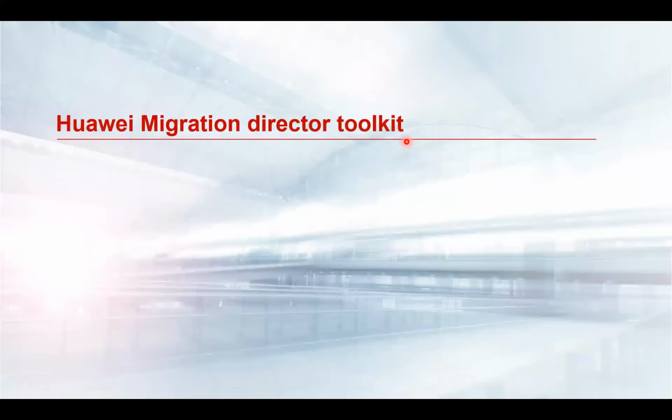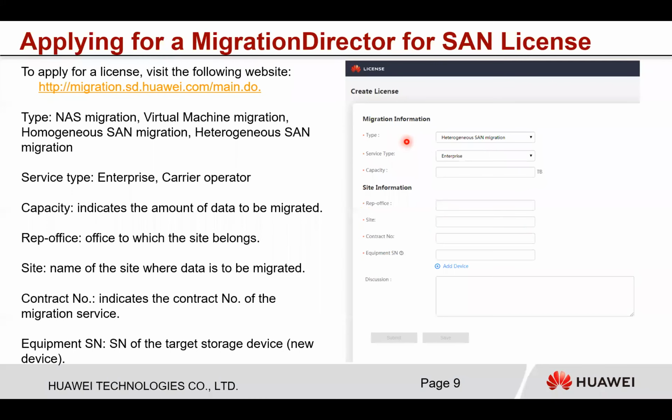Okay, now from an operations point of view, how do the operations work on the Migration Director toolkit? First thing is we need to apply the Migration Director license for how much data we want to migrate with this toolkit. This license also needs to be applied on the support website itself, or it has to be approved as a PO activity or a commercial activity, in which we need to add the storage serial number and the contract number, and then we can get the commercial license for Migration Director.